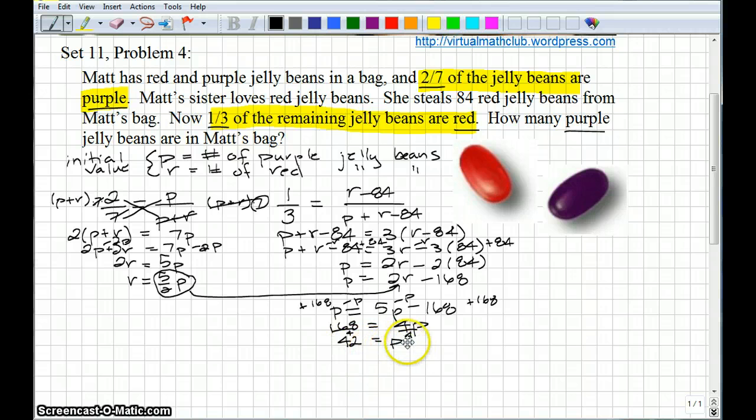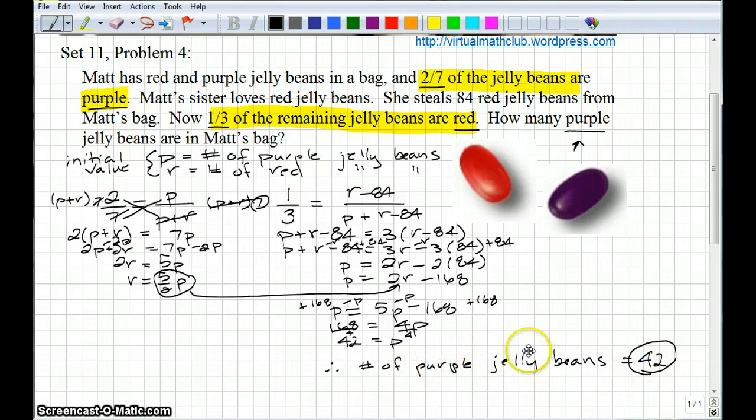So that's what they asked for, right? They asked for the number of purple jelly beans. So we can write that. Therefore, the number of purple jelly beans is 42.